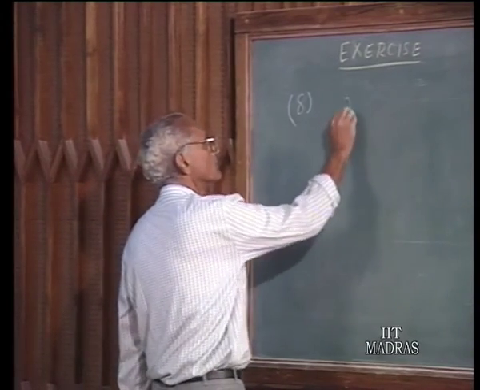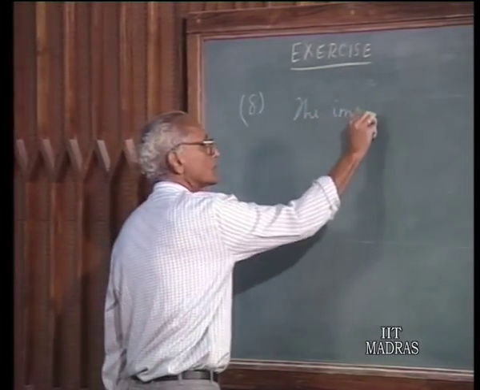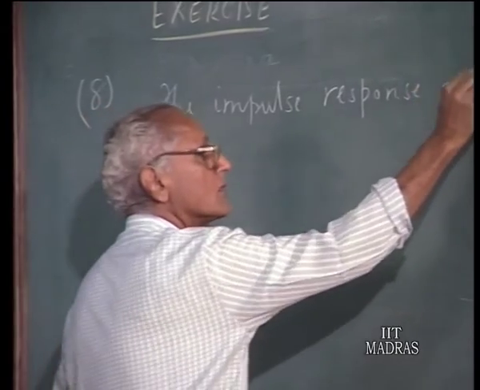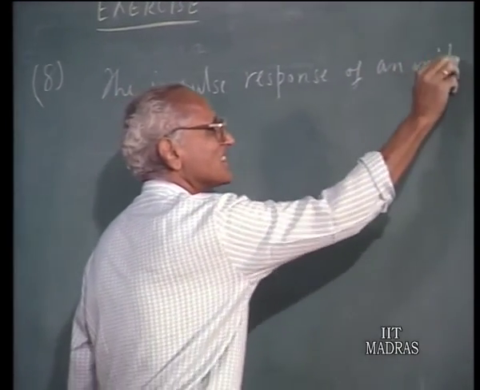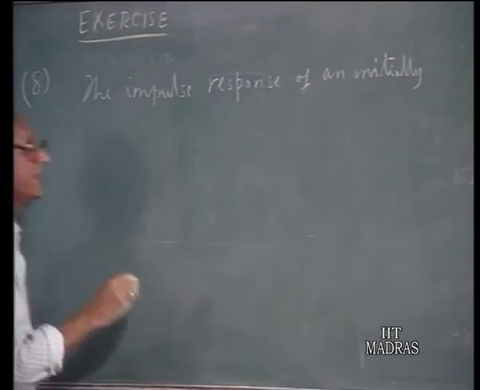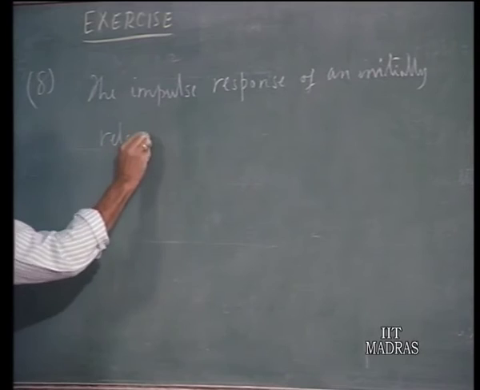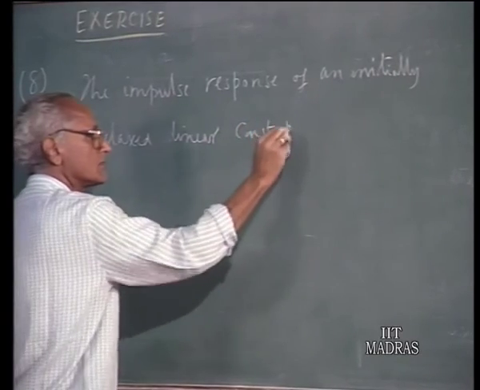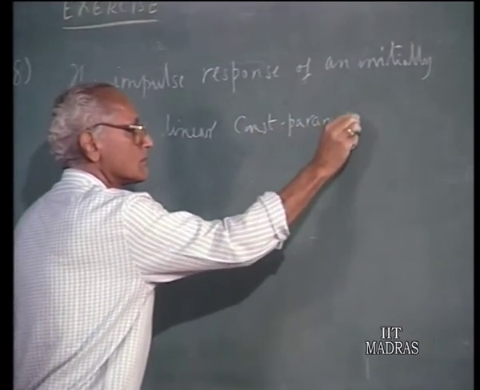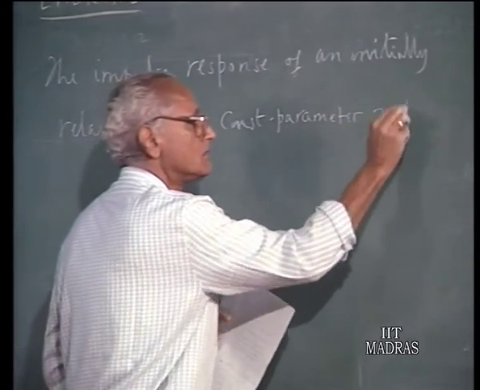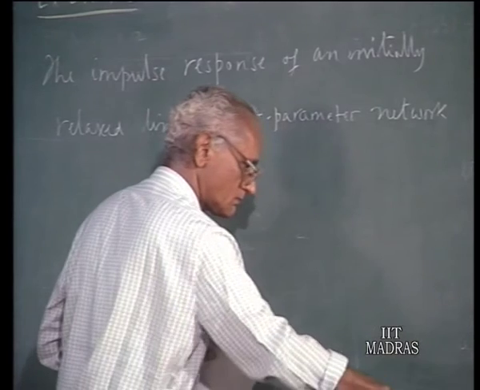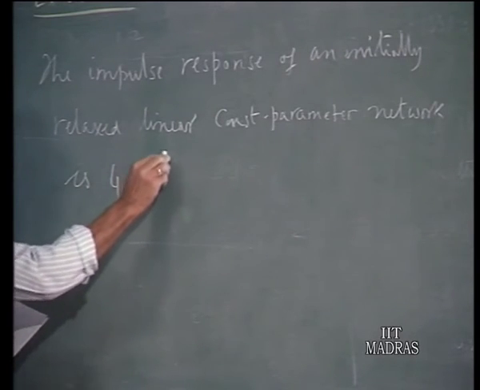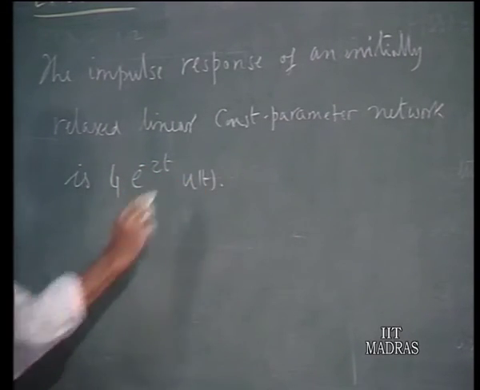The last problem: the impulse response of an initially relaxed, that means there is no initial stored energy, linear constant parameter network is 4 e to the power of minus 2t u(t). That means this is h(t).